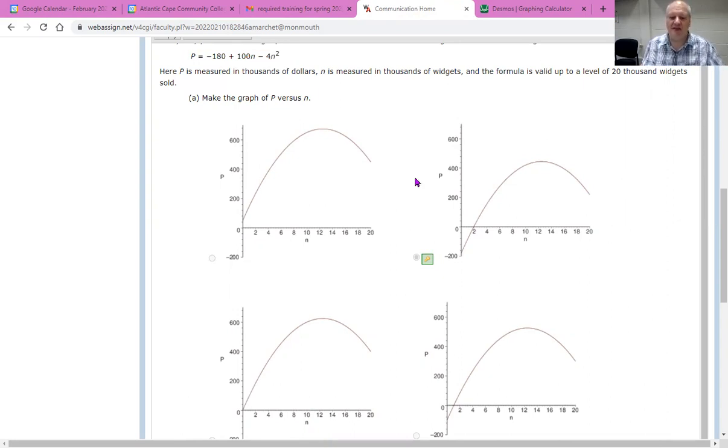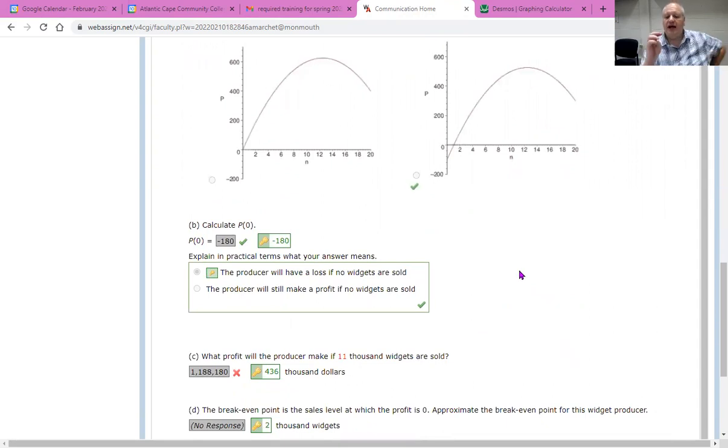Let's see what the next part reads. It says, explain in practical terms what that means. The producer will have a loss if no widgets are sold. That's just it. In other words, if 0 is the value of n, meaning if there are 0 widgets sold, then the answer is -180 will be what the profit is. And a negative profit is a loss.